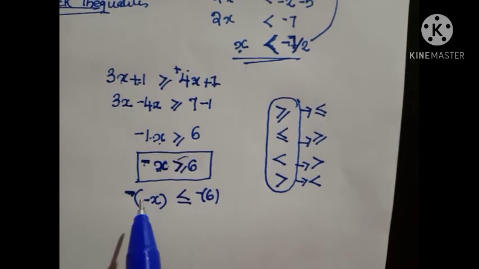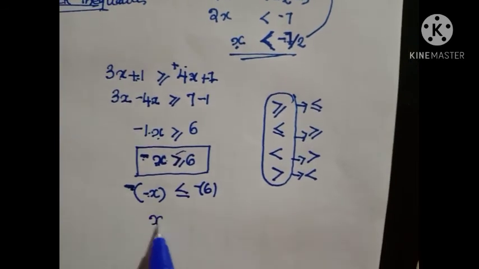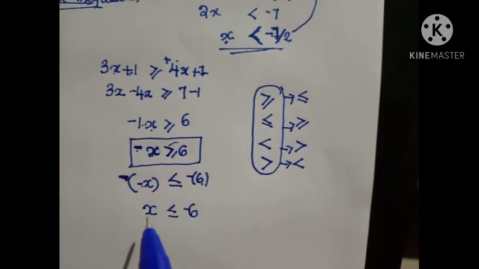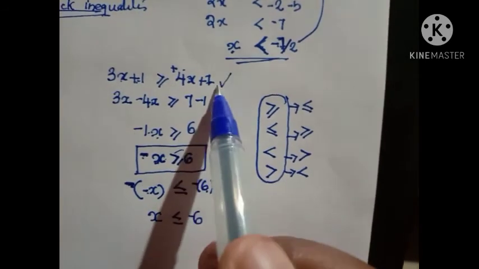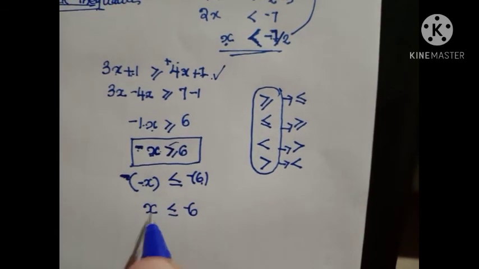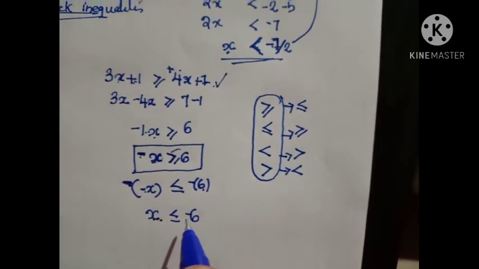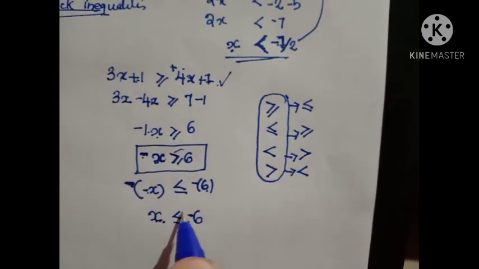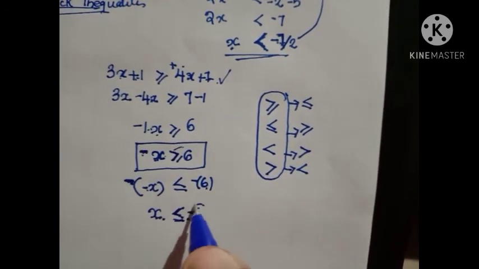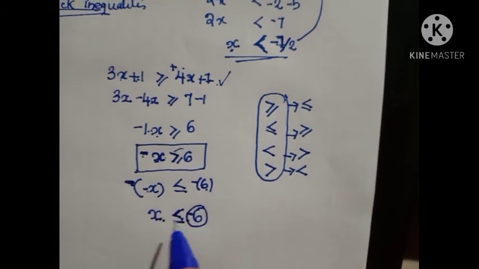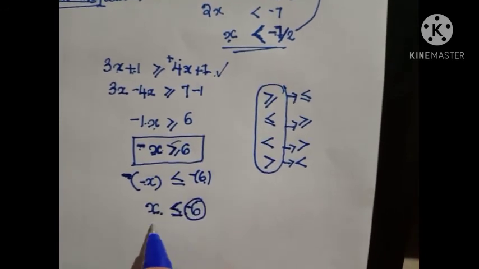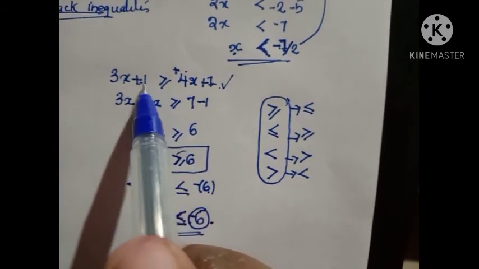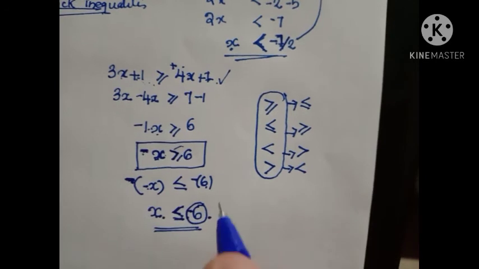Now see, minus of minus x is less than or equal to minus 6. So the solution of this linear inequality is all the real values less than minus 6 and minus 6. Less than or equal to means including minus 6 and all other values less than minus 6. This is our solution, the solution of our inequality.